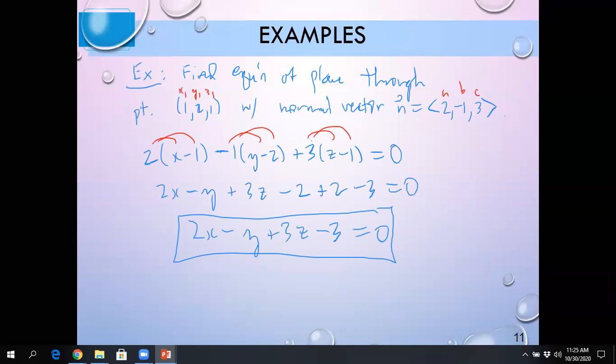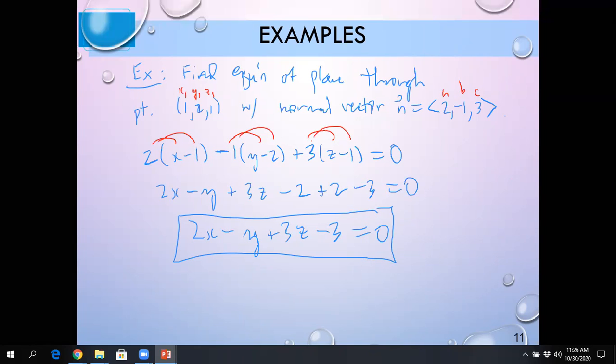There's the equation of the plane. And by the way, you can immediately see what the normal vector is, can't you? How can you tell immediately what the normal vector is? Like if I just gave you the equation of a plane, how could you immediately tell what the normal vector is?